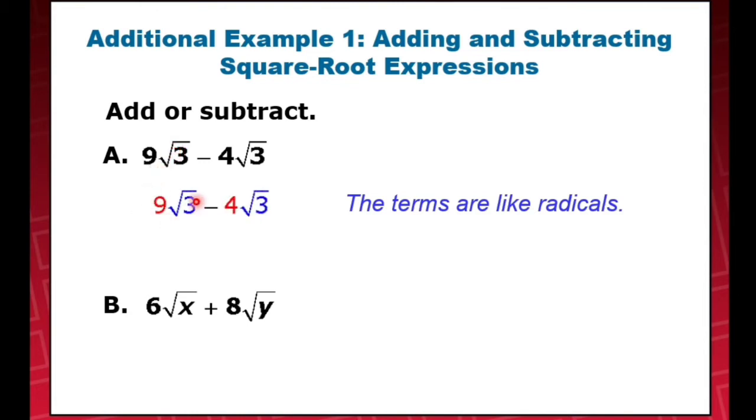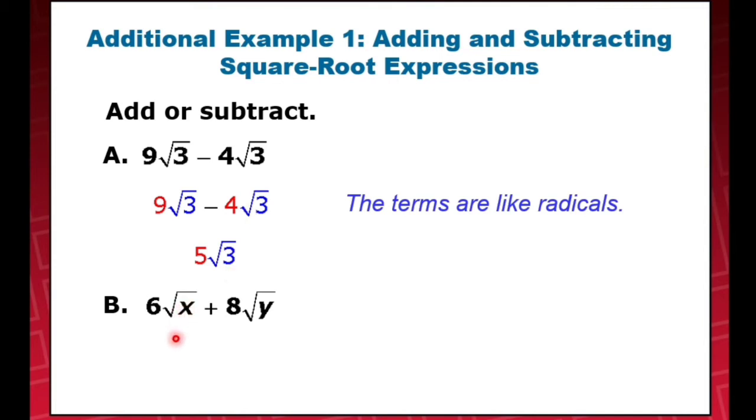Yan po. So, these are the like radicals, square root of 3 and square root of 3. And then, combine natin yung 9 minus 4. 9 minus 4 is equal to 5. And then, copy the common radical, which is square root of 3.